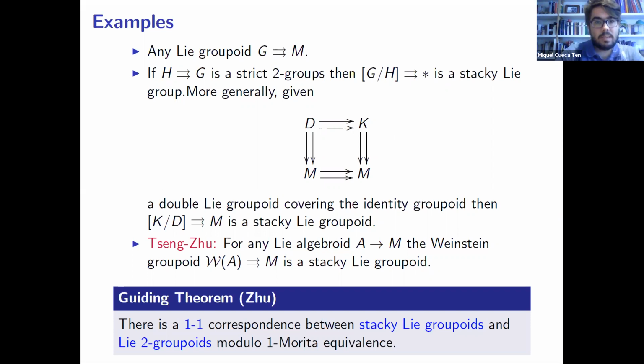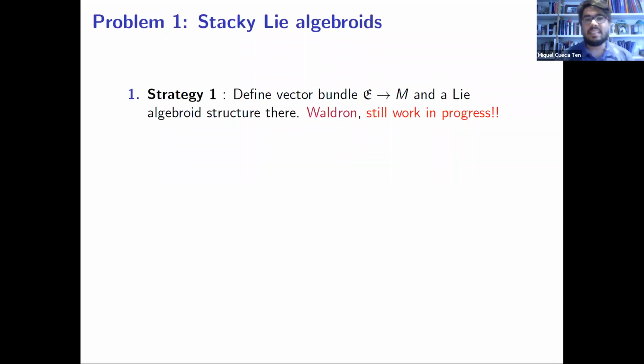Okay, so once we have the examples of these Stacky Lie groupoids, I will propose what a Stacky Lie algebroid is and how to use them. The first strategy to define a Stacky Lie algebroid is to define a vector bundle where the total space of the vector bundle is a differentiable stack, and then to try to define a Lie algebroid structure over there. This was done somehow by James Waldron, and there are some approaches there, but it was not enough to recover what we want. We think it's still possible to do it, and we are trying to work on that, but it's not done right now.